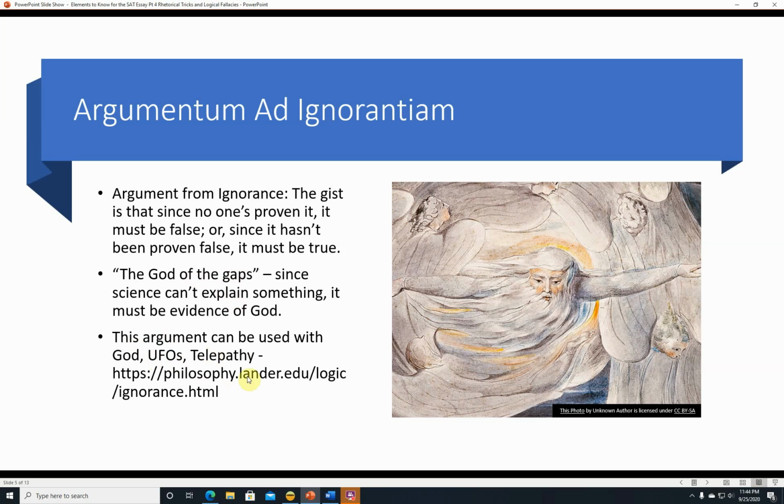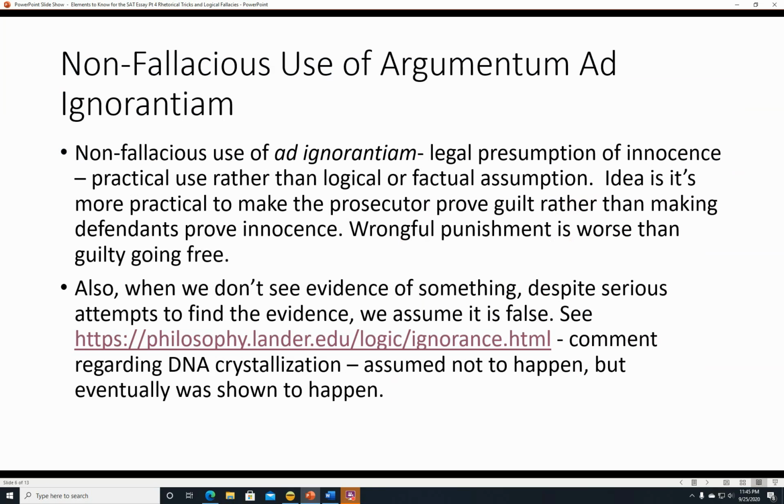Again, you can go to philosophy.lander.edu/logic/ignorance.html. These are all in the description below. Don't worry about it. So, arguments from ignorance, as the name implies, are pretty ignorant. That's not really the best argument for anything or against anything.